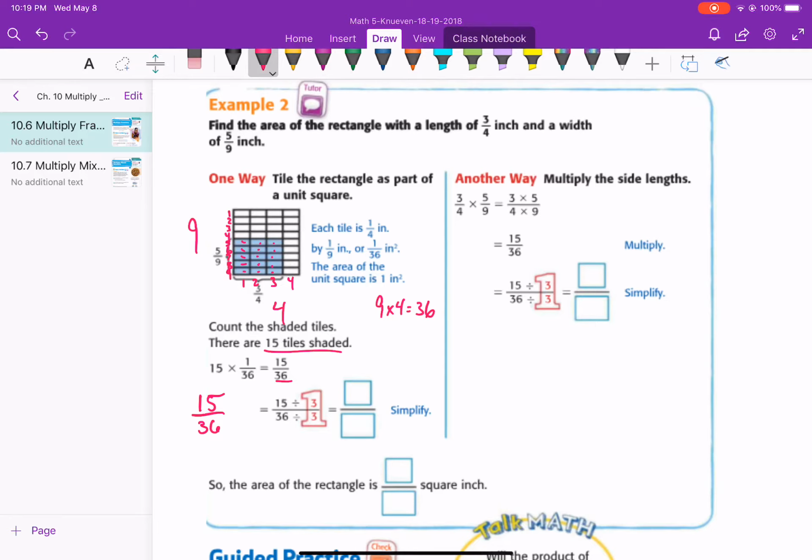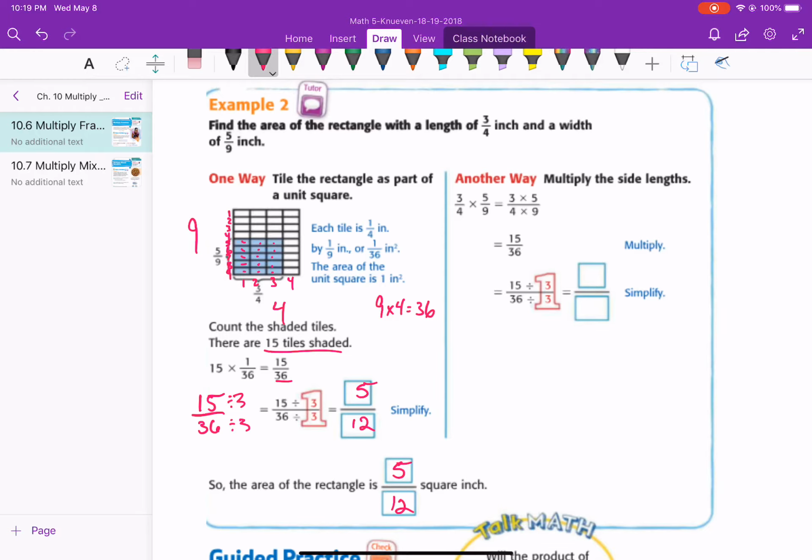What is a common factor between 15 and 36? Well, 3 is. And so I can factor a 3 out of each of those. 15 divided by 3 is 5. 36 divided by 3 is 12. So we have an area of 5/12. So that's one way that we can do this, and that's more of a visual way.